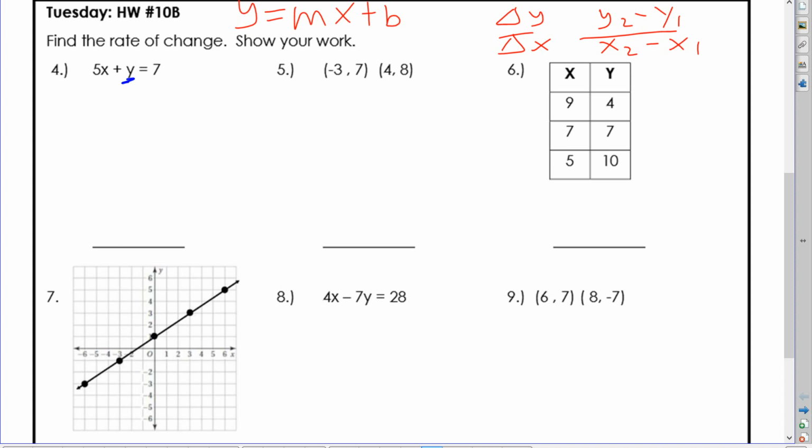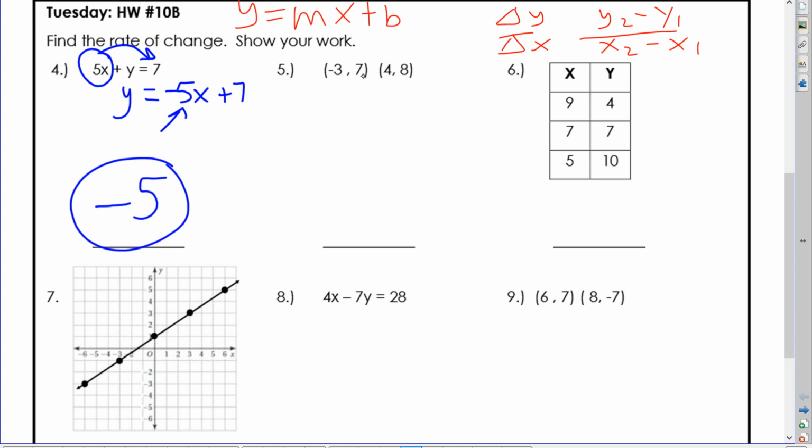The y here is not by itself, so I need to circle and switch my coefficient term. So my y stays, but my 5x switches sides, so it switches signs. My 7 did not switch sides, it remains positive 7. So the coefficient of x is the rate of change, not the letter x, just the number.